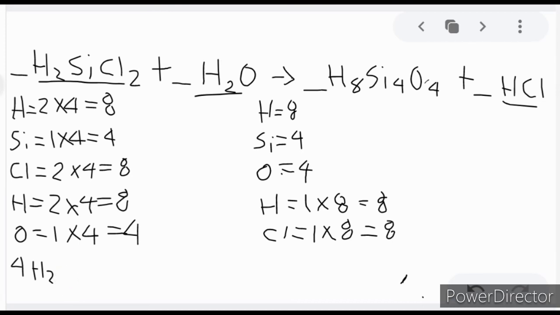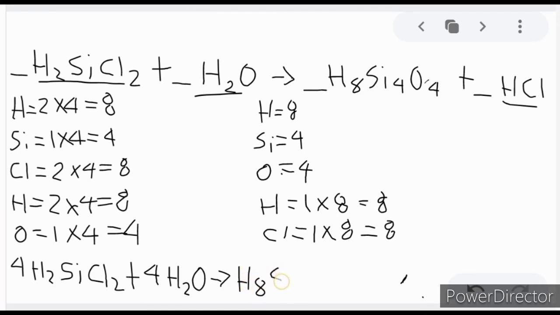Okay, let's erase it first. Let's rewrite it, which is for H2SiCl2 plus, so what do we multiply H2O by? The value we multiply for H2O is 4. So we have 4H2O. Then it will yield 2. So we don't multiply any number on H8Si4O4, so it remains as it is.